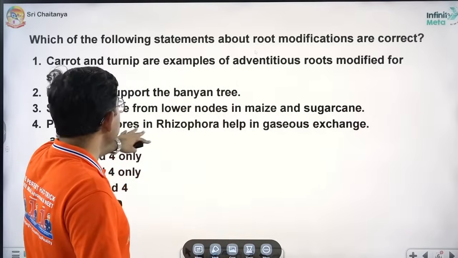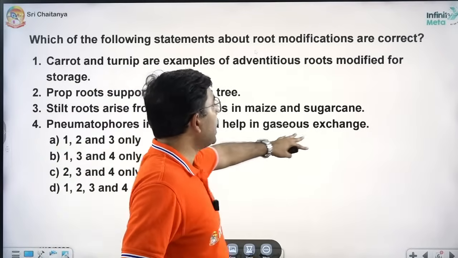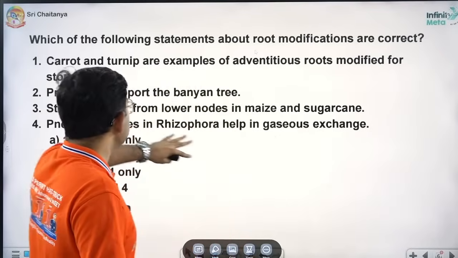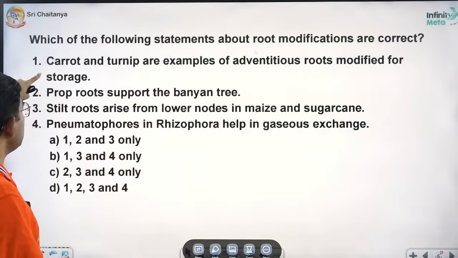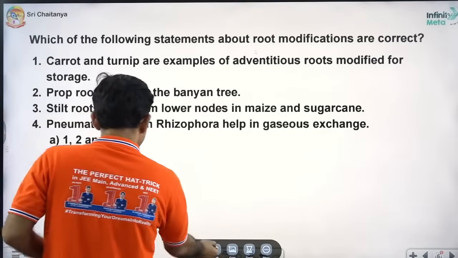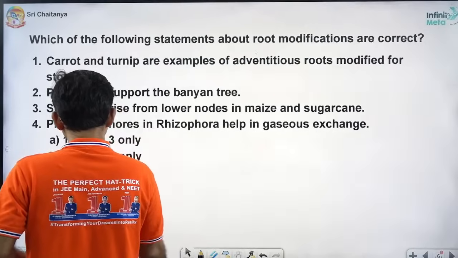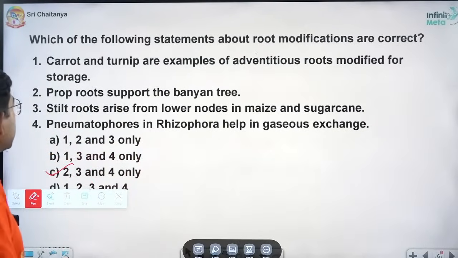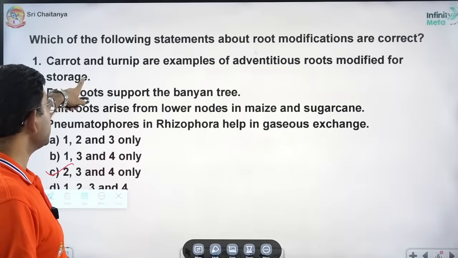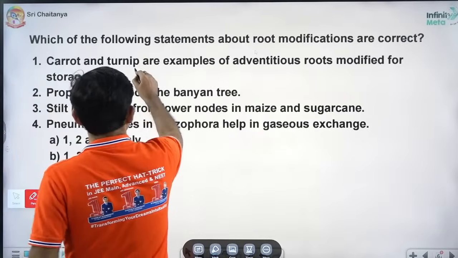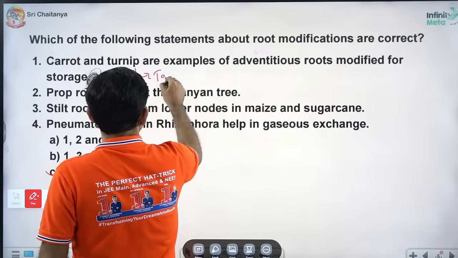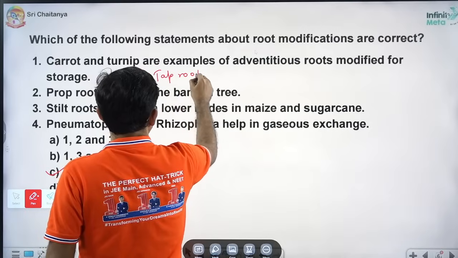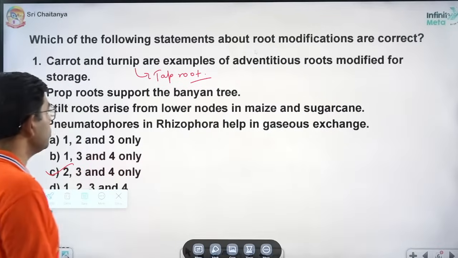And pneumatophores in Rhizophora help in gaseous exchange. Yes, it is also correct. So except one, all are correct. So the correct answer will be 2, 3 and 4. What is wrong here? Carrot and turnip have tap root. They are modifications of tap root.